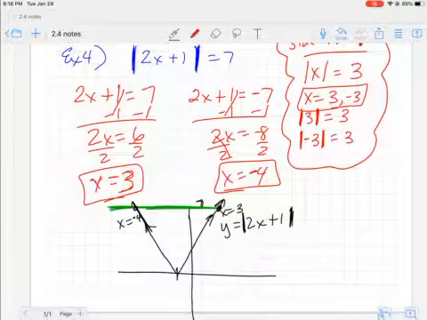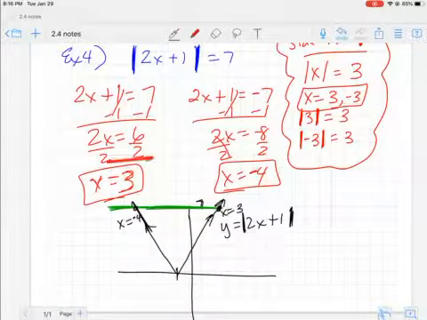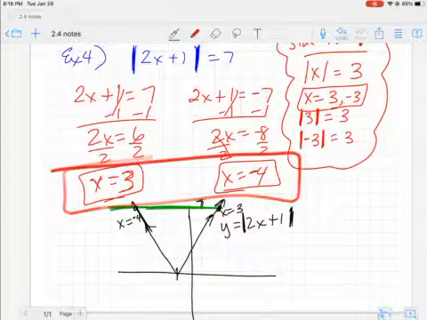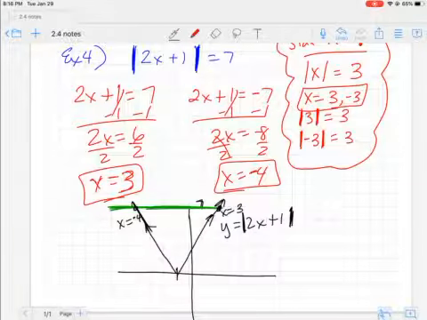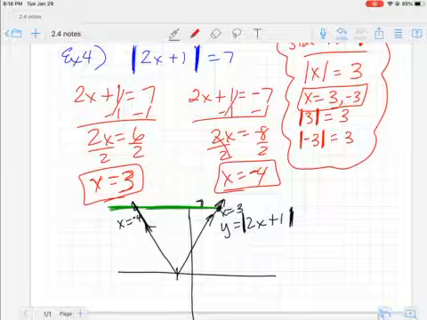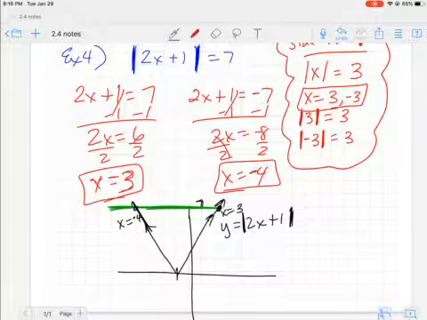I'm not going to expect you to graph these out. What I am going to expect you to do is be able to solve these, right? But I don't expect you to graph all of those out. This is just to help you hopefully make some of those connections. Okay, let's do some more.